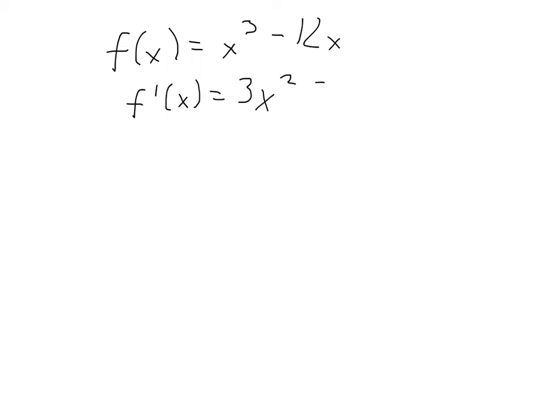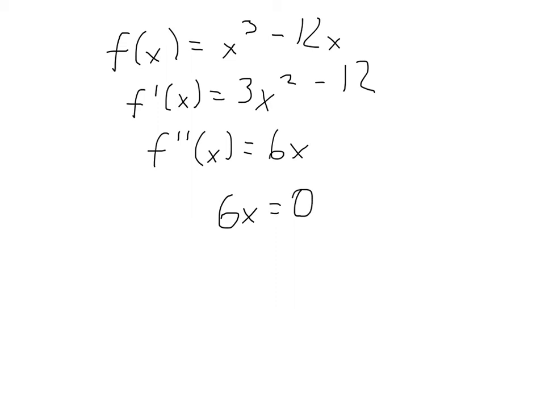Number 8. We're finding the points of inflection on the curve f of x equals x cubed minus 12x. The moment you see point of inflection, you immediately drive to the second derivative. The first derivative is 3x squared minus 12, and the second derivative is 6x. That's it. The points of inflection will always occur when the second derivative equals 0 or doesn't exist.